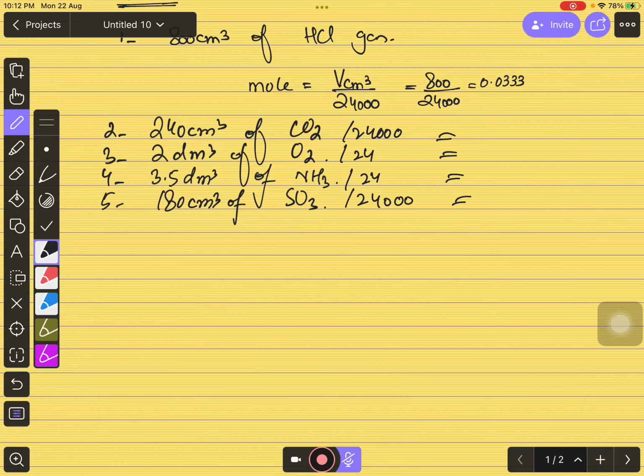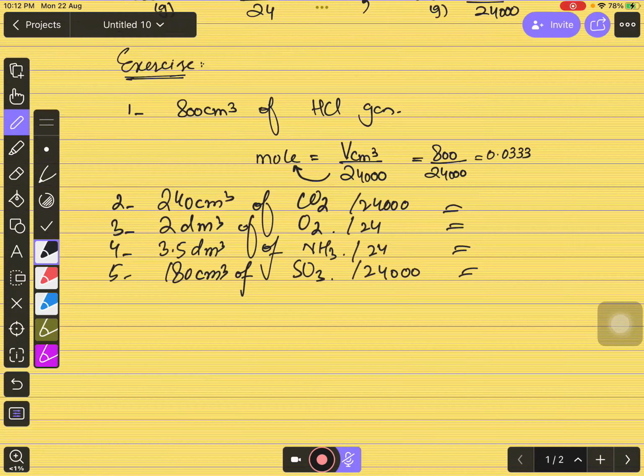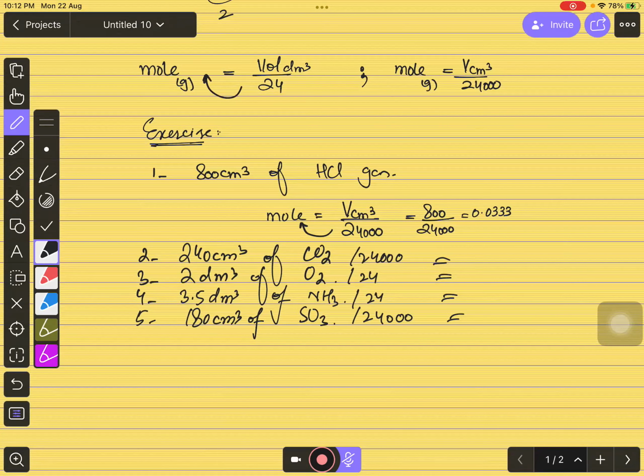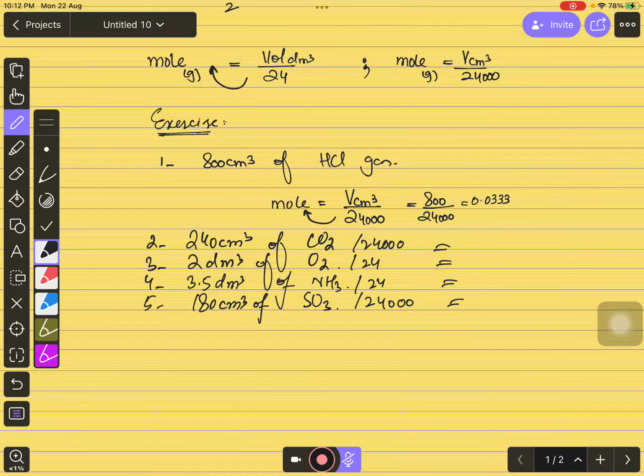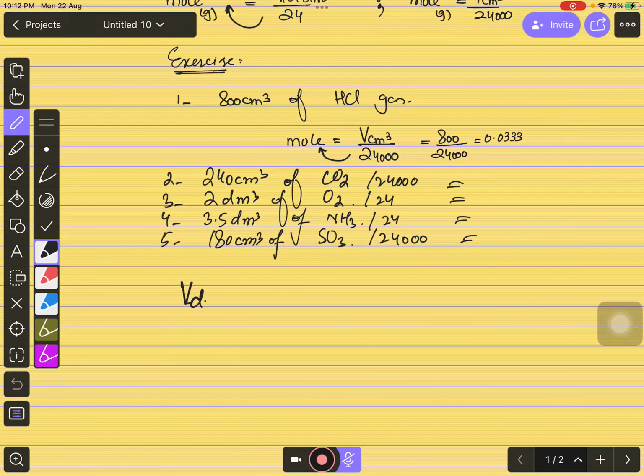Okay, so one more thing, we can do this the vice versa. For example, if I gave you moles and I ask you to find out the volume, you can find out the volume as well. If I want volume, you can send 24,000 over here to multiply, or even send 24 over here to multiply, and then you can find out the volume. So this formula can be derived for the volume as well.